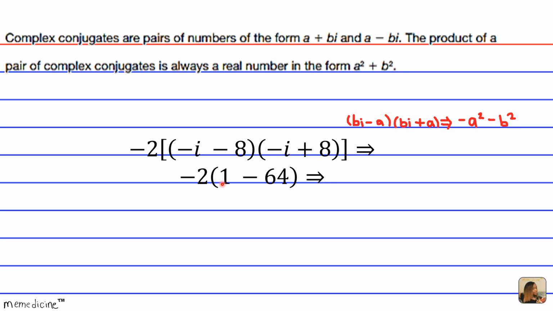And we can go ahead and further simplify this to get -63, and -2 times a -63 is going to yield a positive 126 because a negative times a negative is a positive. Therefore, our final answer is 126, okay? All right.